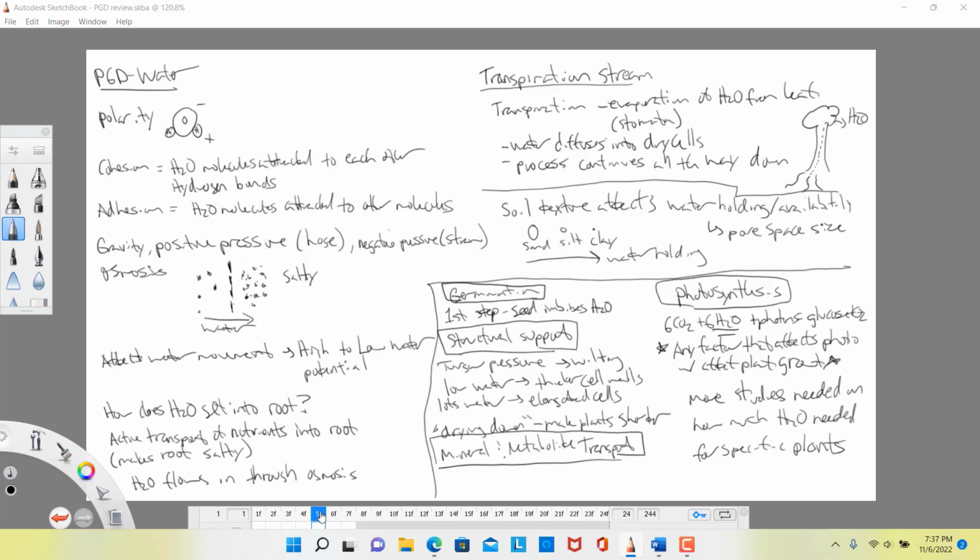And that results in some unique properties, cohesion and adhesion. So cohesion is that our water molecules are attracted to each other. They form these hydrogen bonds, right? Very similar to a magnet, right? The negative end is attracted to the positive end. Adhesion is that these water molecules are attracted to other molecules, right?